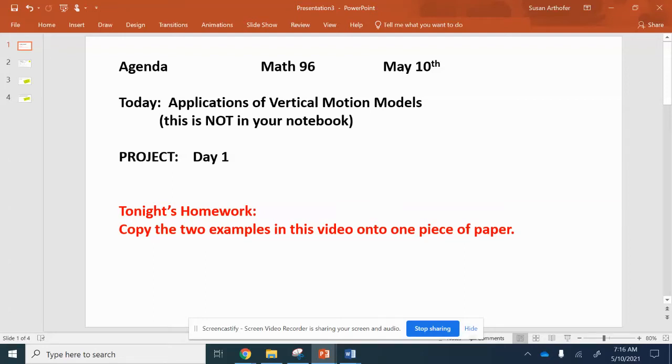Today we're going to start applications of vertical motion models, and this is not in your notebook, so you will need paper. This is your project day 1, and tonight's homework is to copy the 2 examples in this video onto one piece of paper.